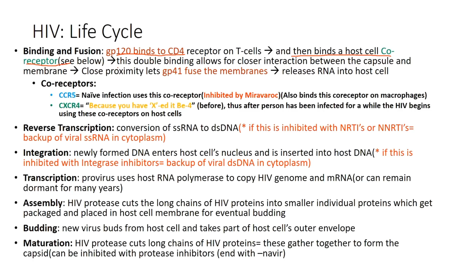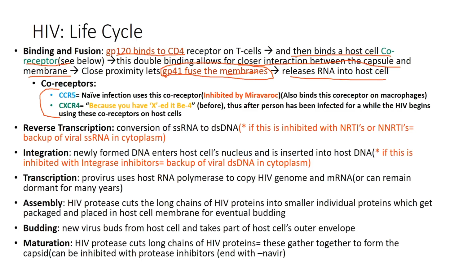And once it binds those co-receptors, this double binding allows for closer interaction between the envelope of the virus and the membrane of the host cell. And this close proximity allows for GP41, which is that transmembrane protein, to do its job. And its job is to cause that last step in fusion of those membranes together, and that allows the virus to enter into the cell, and that releases the RNA into the host cell.